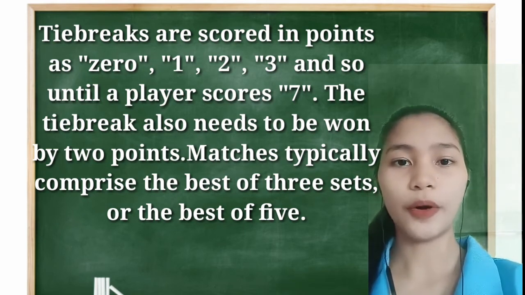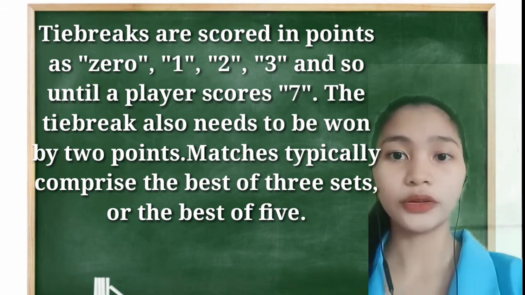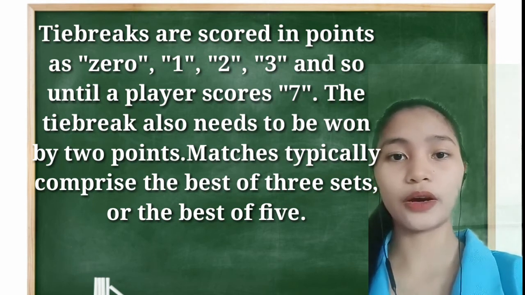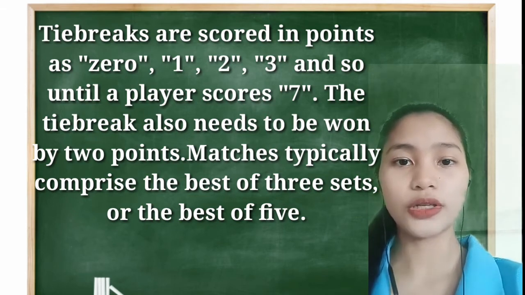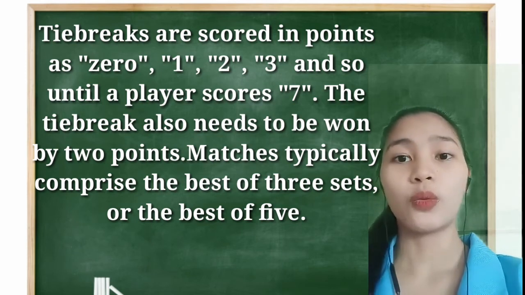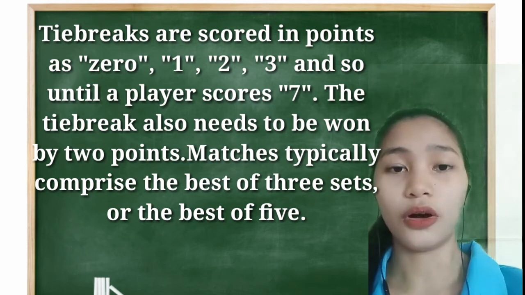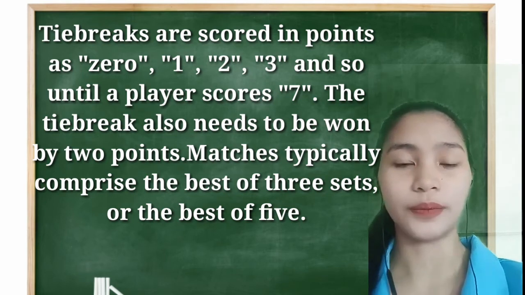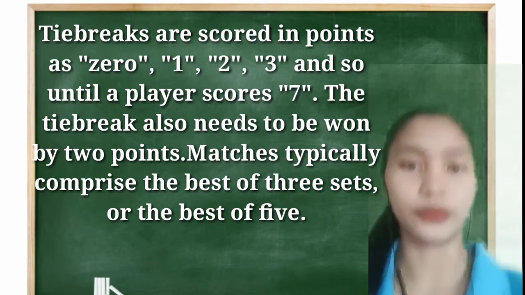Note that the points in a tie break are scored simply as 1, 2, and 3. During a tiebreaker, player 1 serves once from the right side of the court, also known as the deuce side. Then it switches to player 2, who starts on the left or ad side of the court and serves twice from each side. Player 1 then serves twice starting from the ad court.